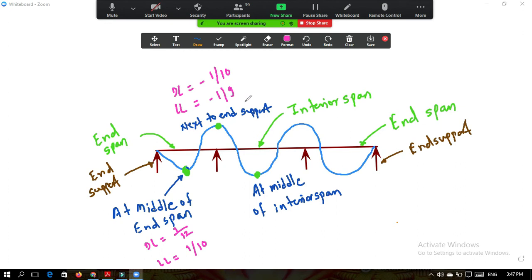Next, at the middle of the interior span, the coefficient for dead load is 1 by 16 and the coefficient for live load is 1 by 12. So these are the coefficients we should take into account while designing this slab.